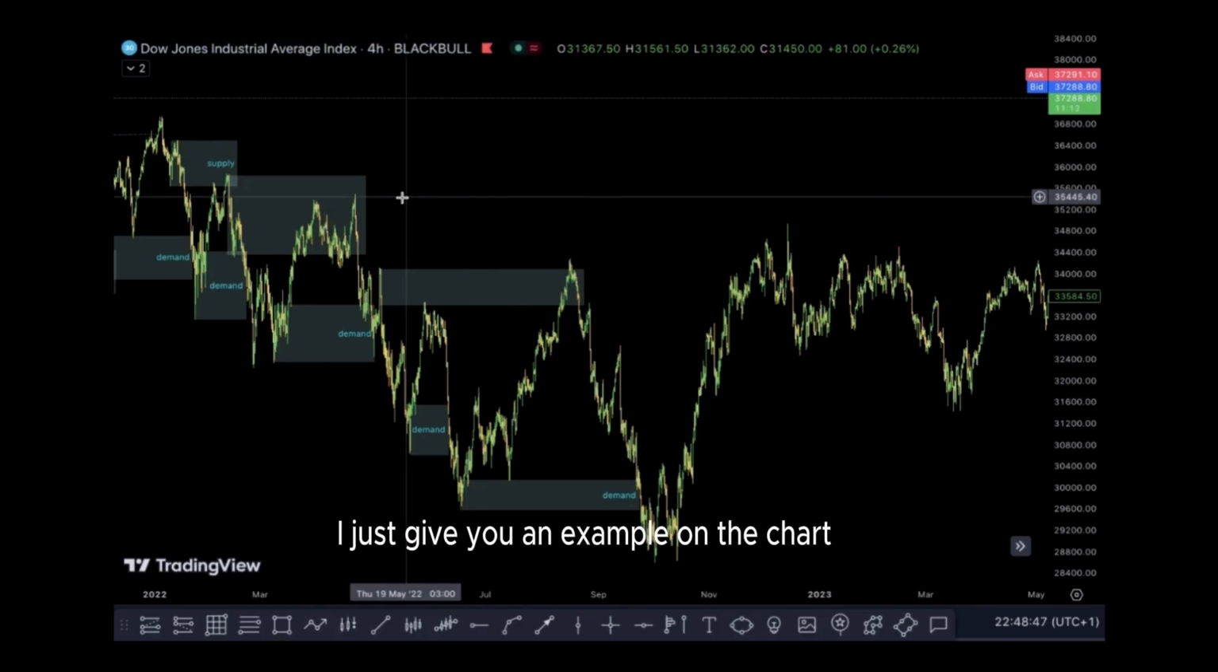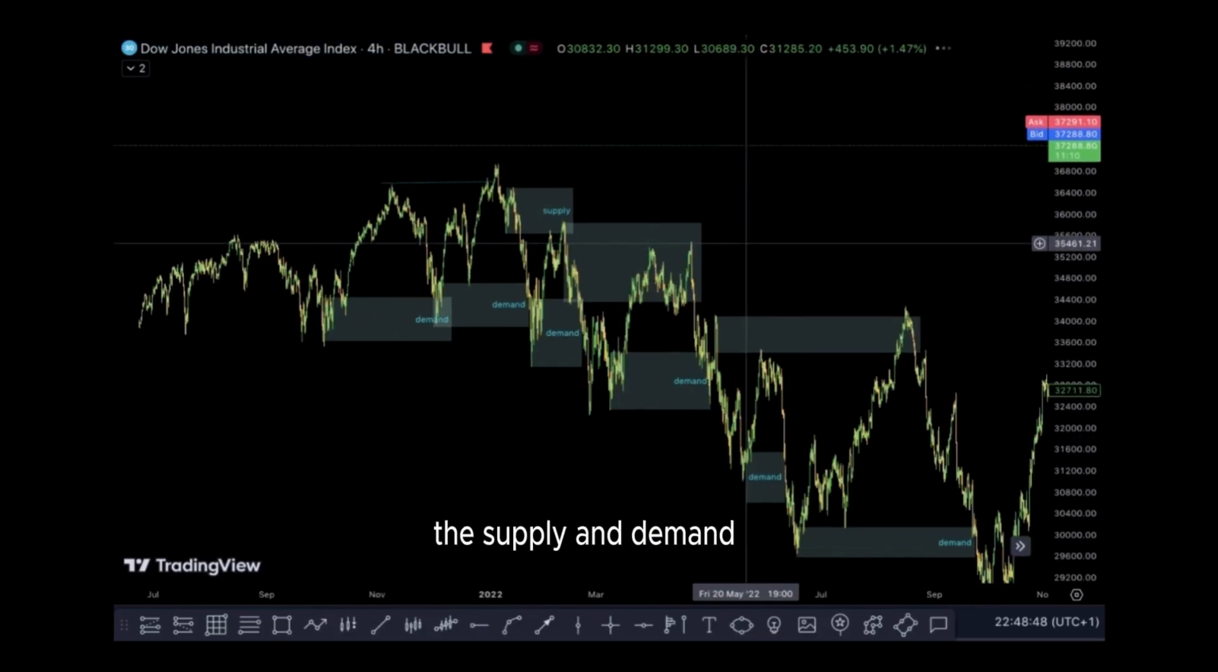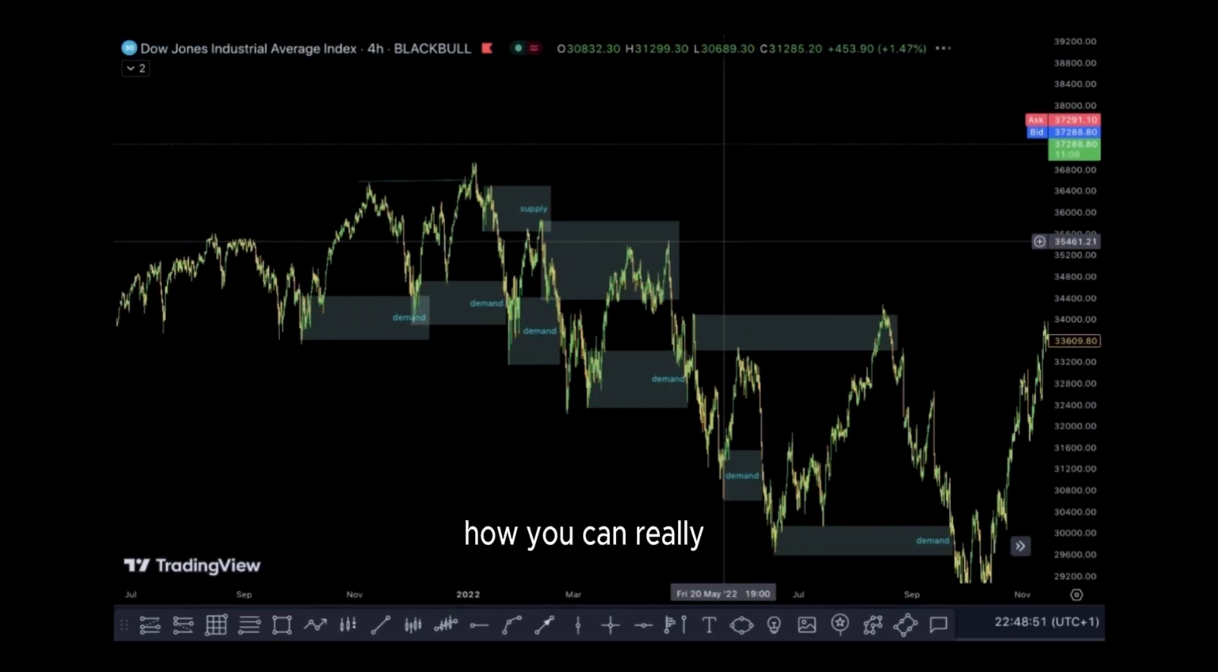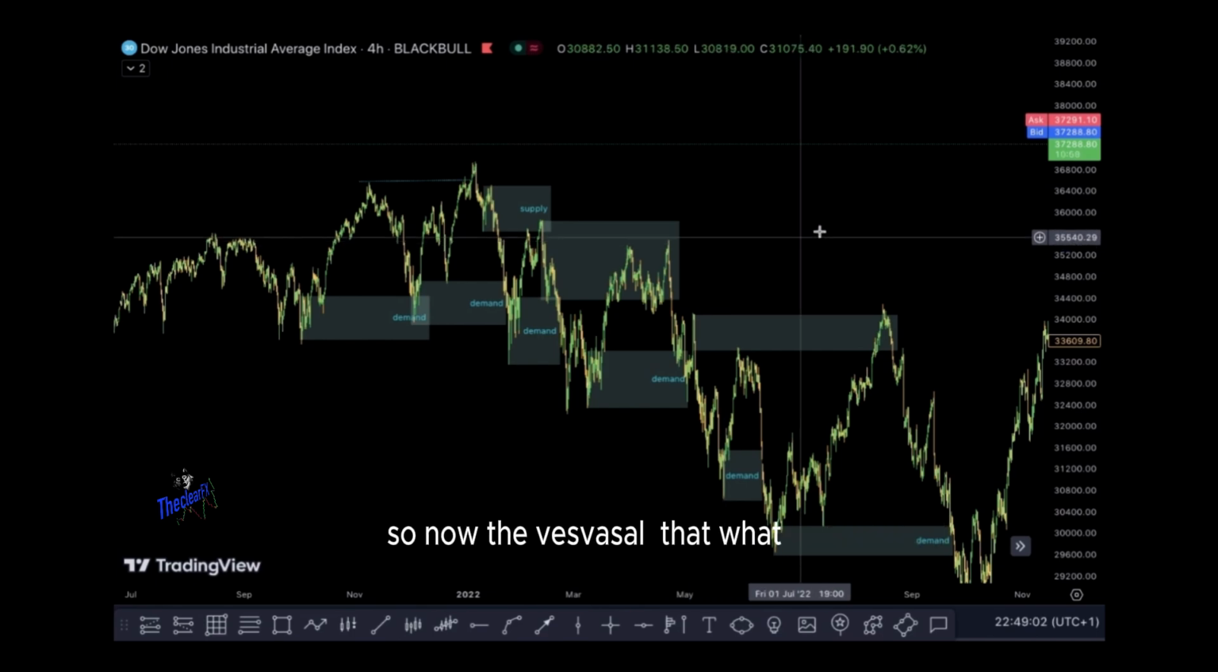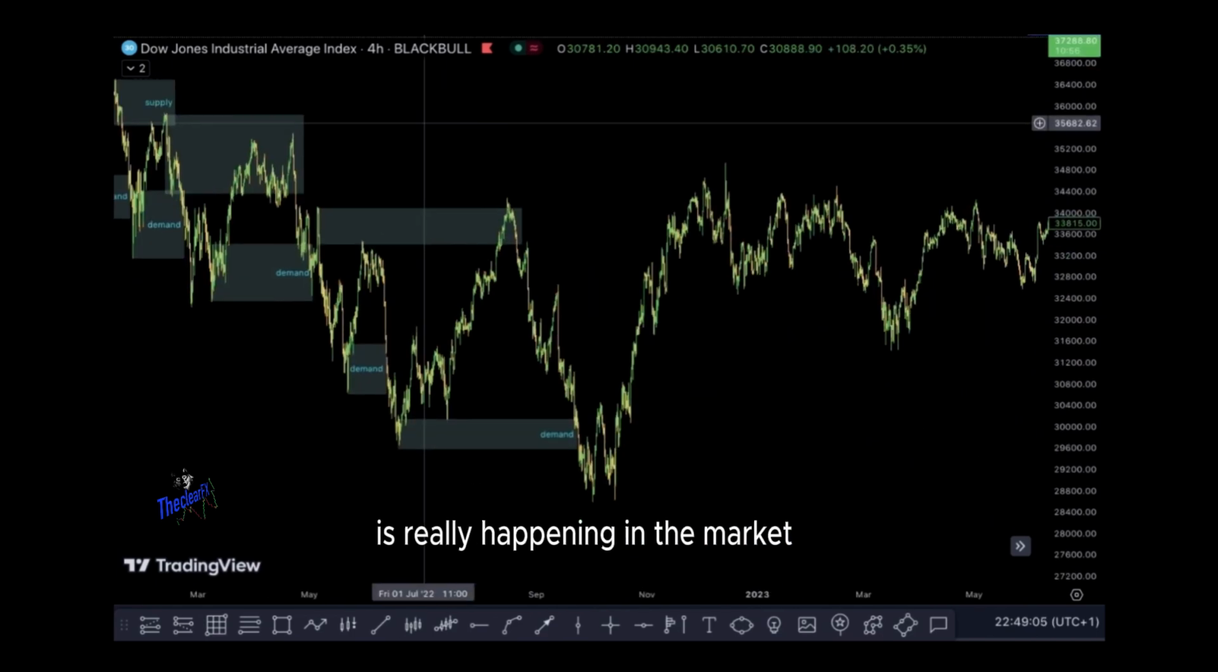Like here, I just give you an example on the chart, the supply and demand, how you can really wait for price to come back to your supply zone and take it, or wait for the price to come back to your demand zone and also take it. So that's the vice versa. That's what is really happening in the market.